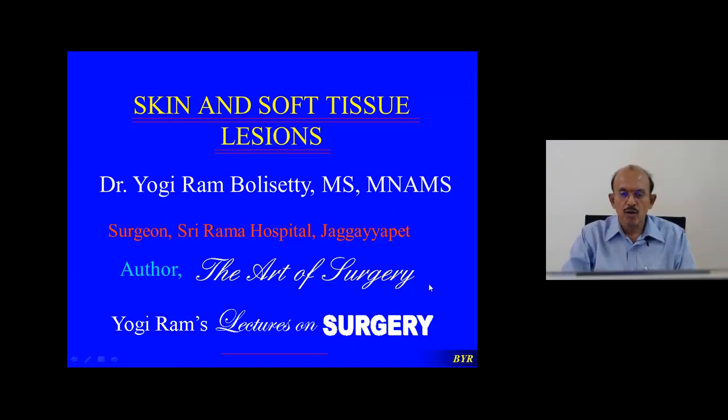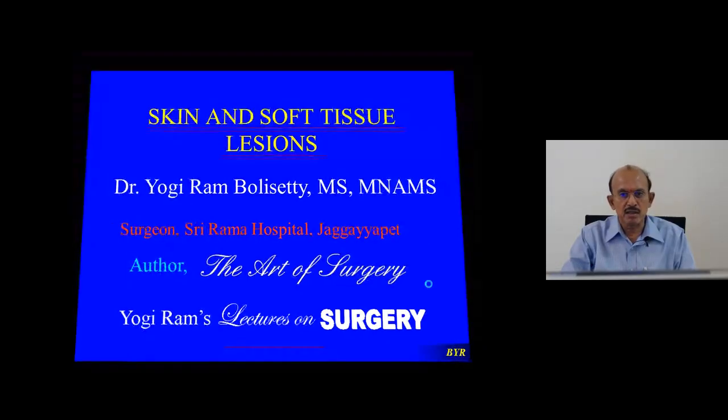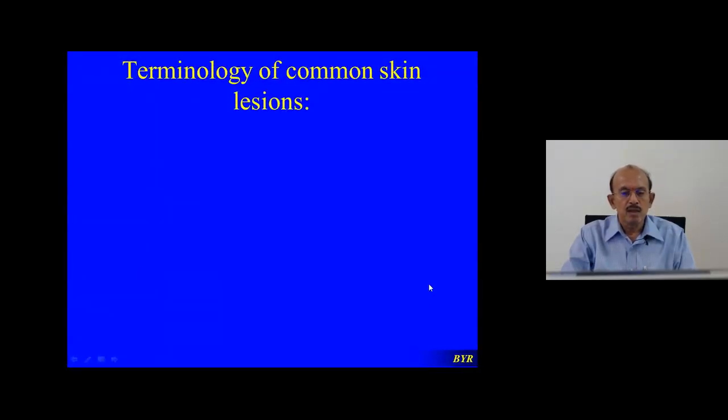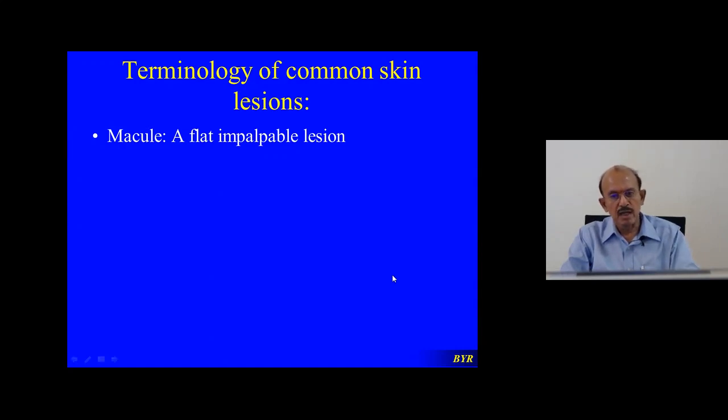Okay, now we'll go to the topic of the skin and soft tissue lesions. First, I will tell you some terminology about the common skin lesions. Macule means a flat, impalpable lesion. That means there is a lesion on the skin, but it is not palpable, not elevated. Any pigmented area on the skin is called the macule.